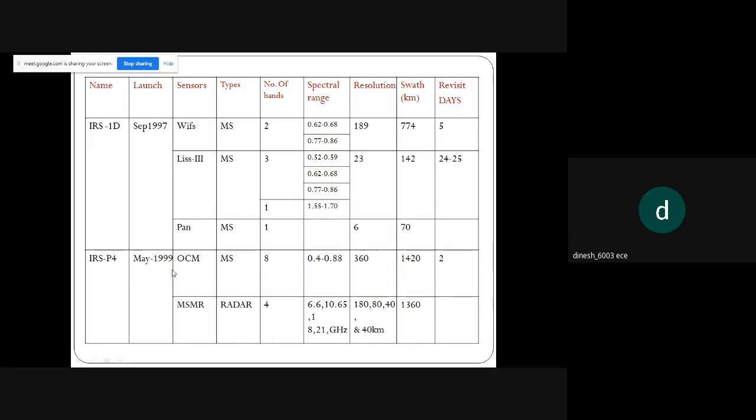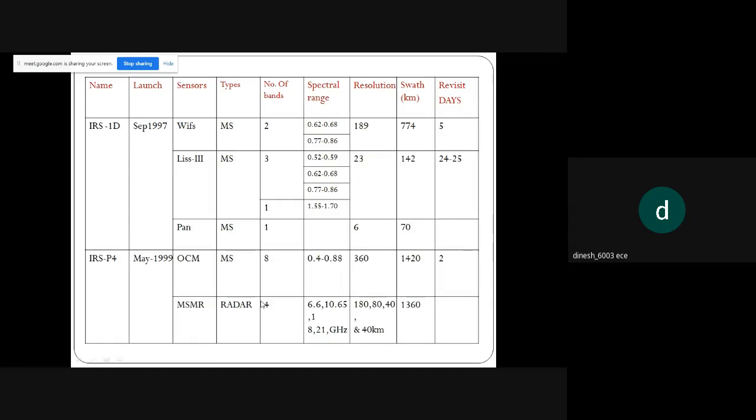Then in May 1999, IRS P4 was launched with optical sensors, multispectral, number of bands 8 in this range with resolution of 360, with a swath coverage of 1420 kilometers and revisit days of 2.